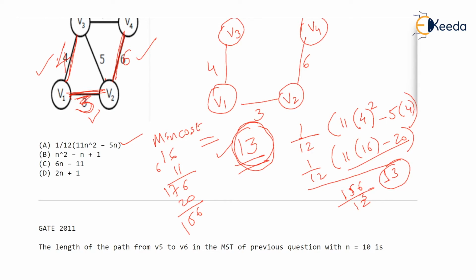4 plus 3 plus 6. And it fits in the first formula. If you put this in the first formula, it fits. And indeed 156 upon 12 is 13, isn't it? But does it fit in the second formula?